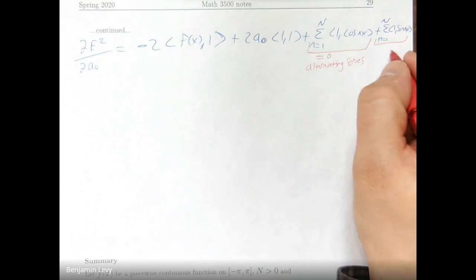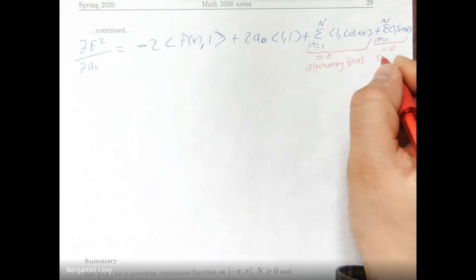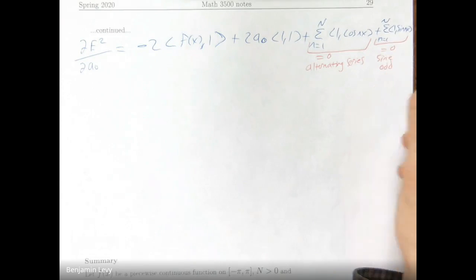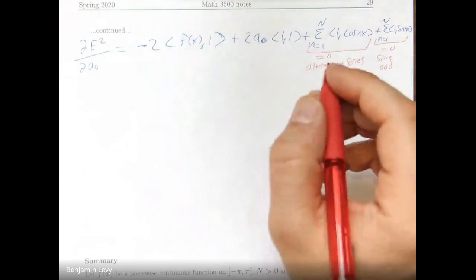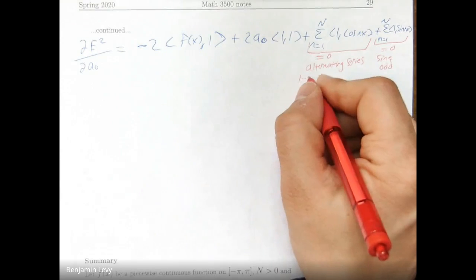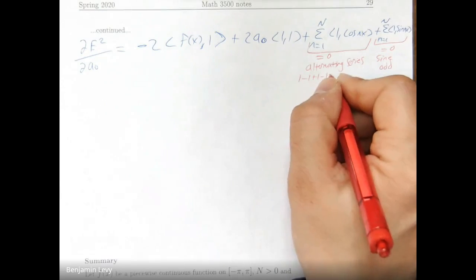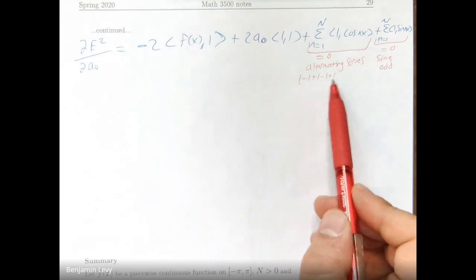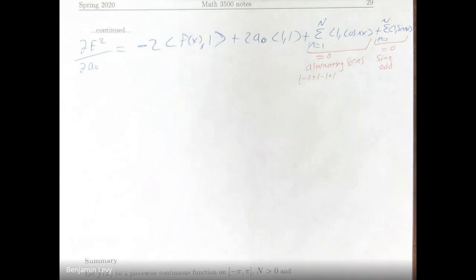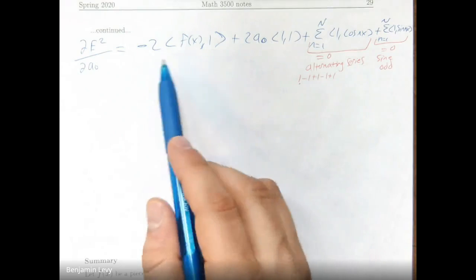And this one goes away because sine is odd. So when you do this inner product, it's like the integral of an odd function, and so you're just adding up a bunch of zeros. An alternating series means that you're doing like 1 minus 1 plus 1 minus 1 plus 1, where you're just adding and subtracting the same thing over and over again, so it ends up just canceling out to 0. And so really, you just have that one expression.